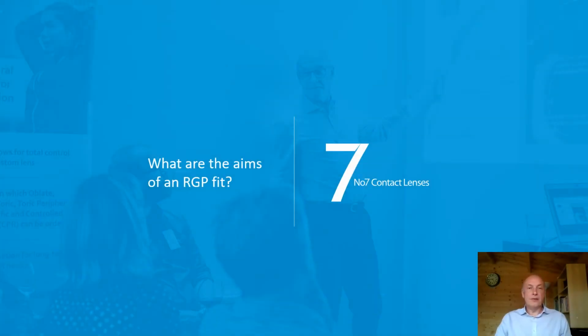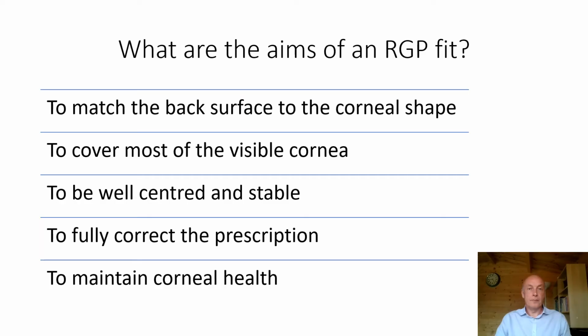In this course, we're going to look at what we actually want our gas permeable lens to do for our patient. There are certain aims that we have with the gas permeable lens fit. We want the back surface curvature, the back optic zone radius, to match as closely as possible to the corneal contours. We want the lens to cover a large proportion of the corneal diameter. We want the lens to be well centered and fairly stable, moving well on blink.